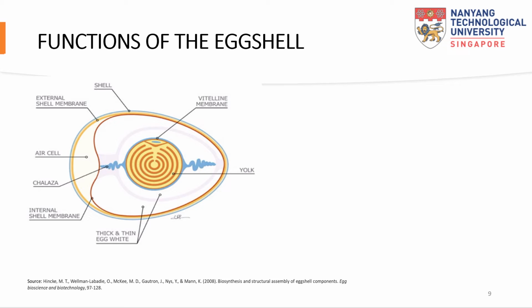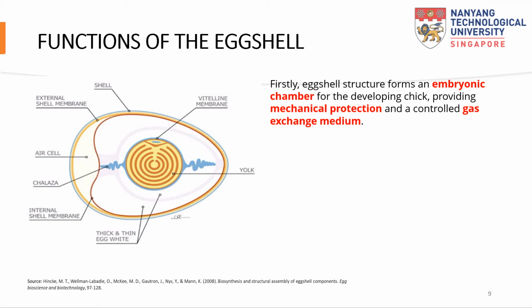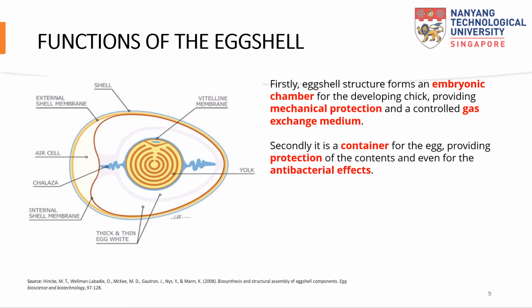Hello, my name is Jikong, and I'll cover the area of eggshell membranes. So, what are the functions of the eggshell? Eggshell structure forms a protective chamber for the developing chick, providing mechanical protection and a controlled gas exchange medium. It is also a container for the egg, providing protection of its content and even an antibacterial function.